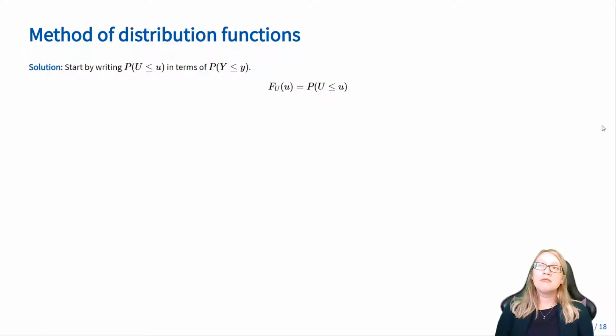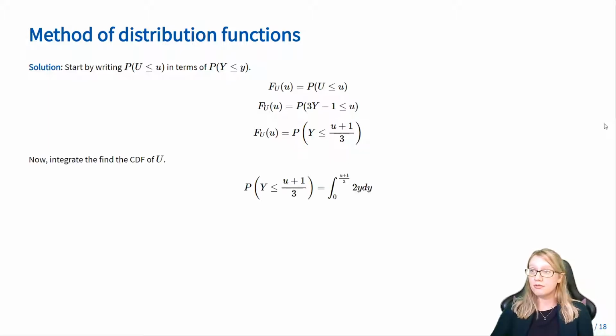So let's start by writing the probability that u is less than or equal to little u in terms of the CDF of y. So the CDF of u is the probability that u is less than or equal to little u, which is the same as the probability that 3y minus 1 is less than or equal to little u, which in terms of the random variable y looks like this. It's the same as the probability that y is less than or equal to (u plus 1) over 3.